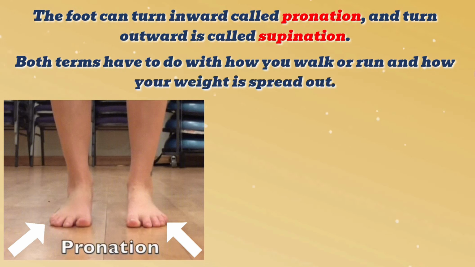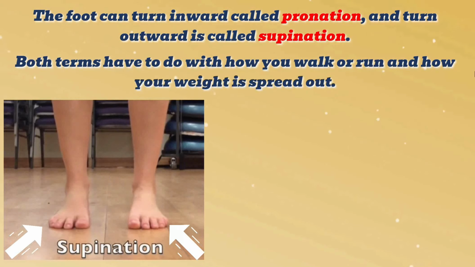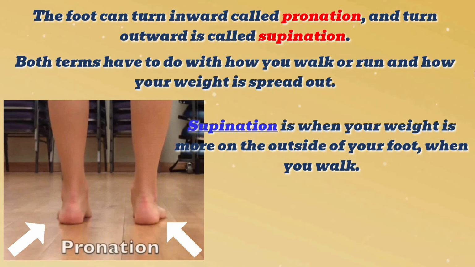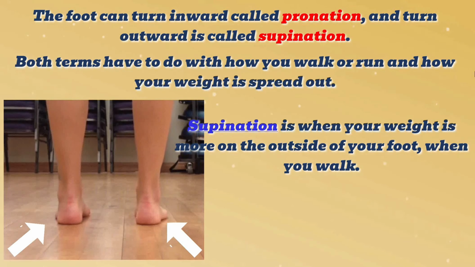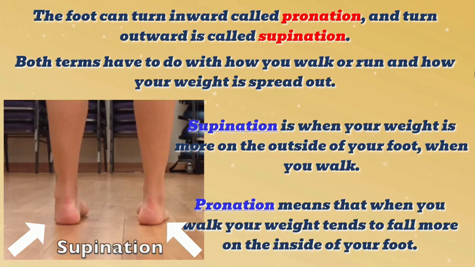The foot can turn inward, called pronation, and turn outward, called supination. Both terms have to do with how you walk or run, and how your weight is spread out. Supination is when your weight is more on the outside of your foot when you walk. Pronation means that when you walk, your weight tends to fall more on the inside of your foot.